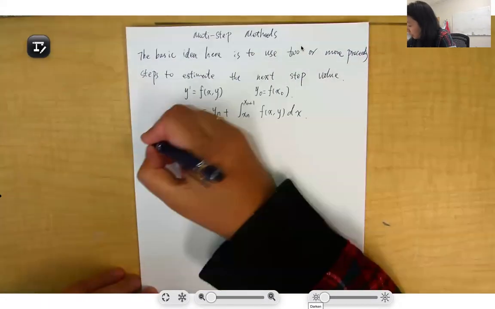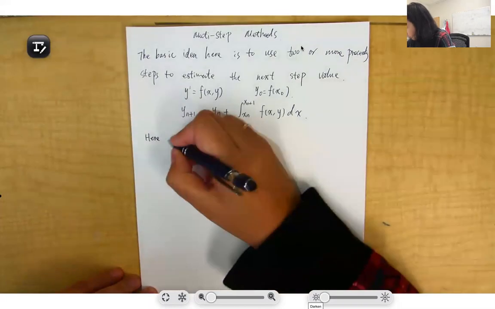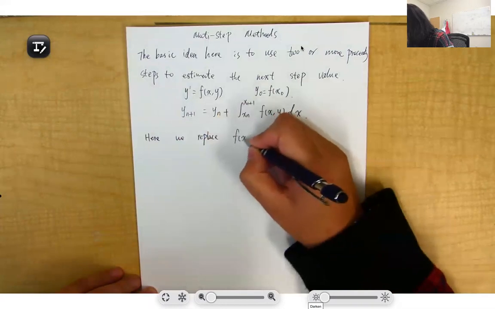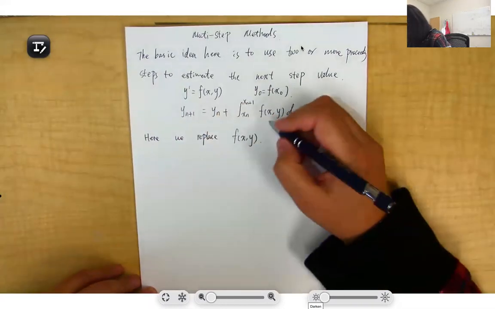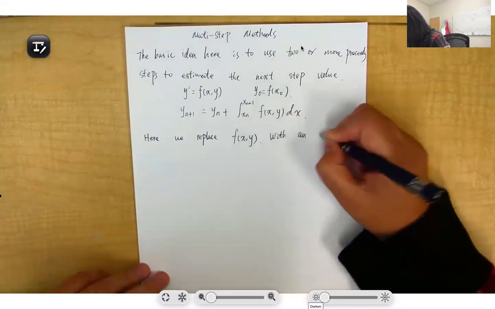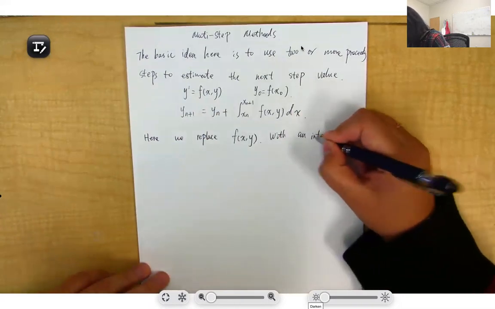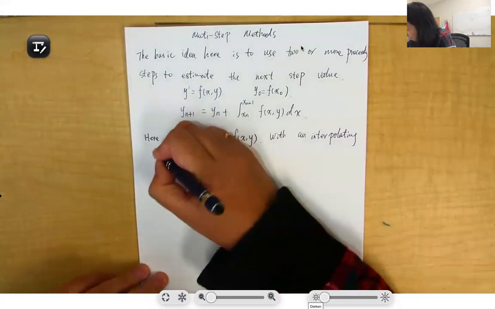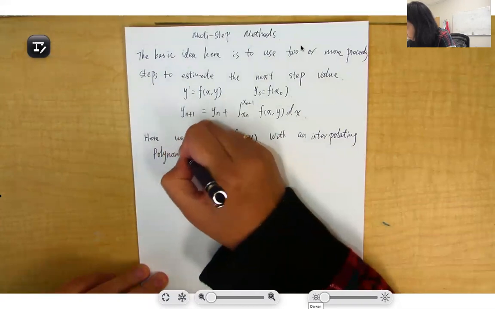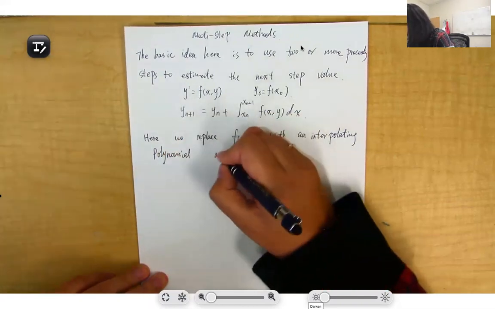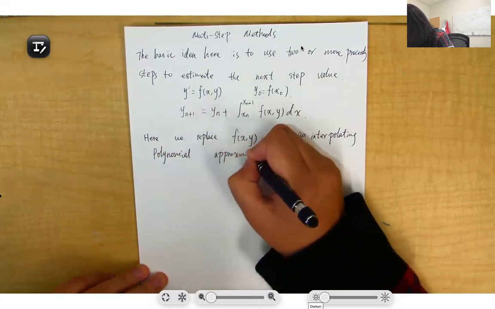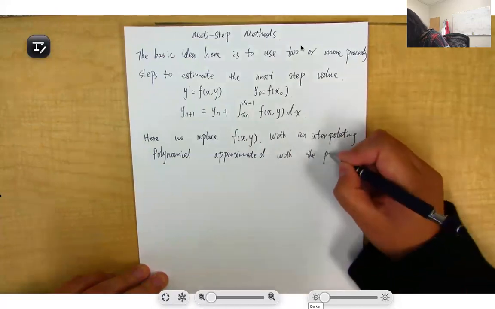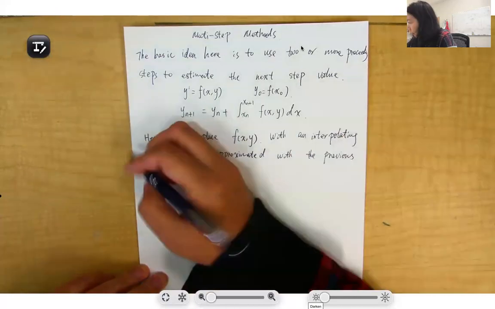Here, for the multi-step method, we will replace the f(x,y_n) with an interpolating polynomial, approximated with the previous values.